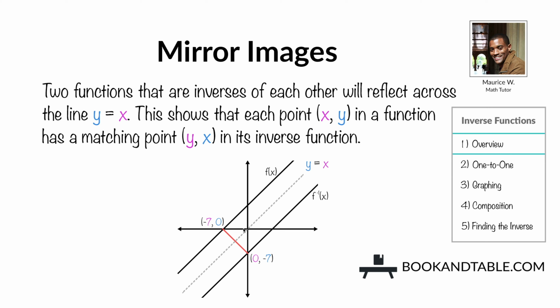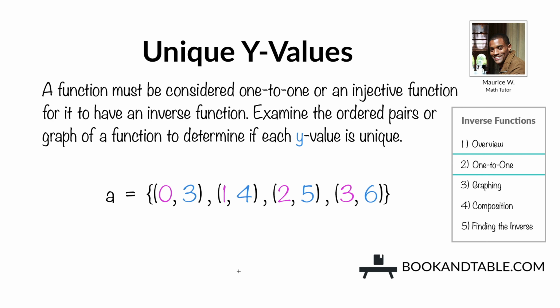If we have a point along f of x that is (-7, 0), that means we have a point along the inverse function that is (0, -7). Now let's discuss the concept of one-to-one functions a little bit further.